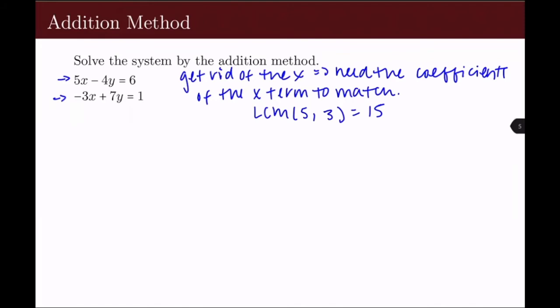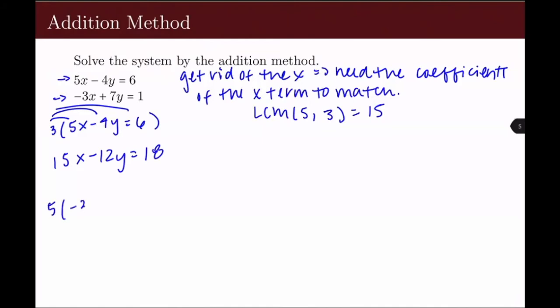So that's the first step. So I'll have 3 times (5x minus 4y equals 6). You distribute this 3, and you're going to get 15x minus 12y equals 18. For the next equation, I'm going to multiply by 5. 5 times (-3x plus 7y equals 1). You distribute that 5, you get -15x plus 35y equals 5.